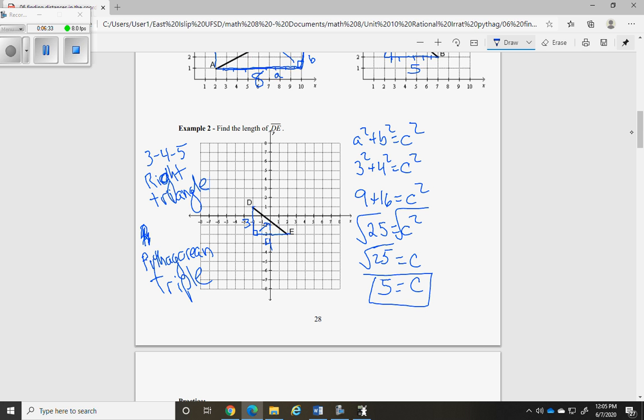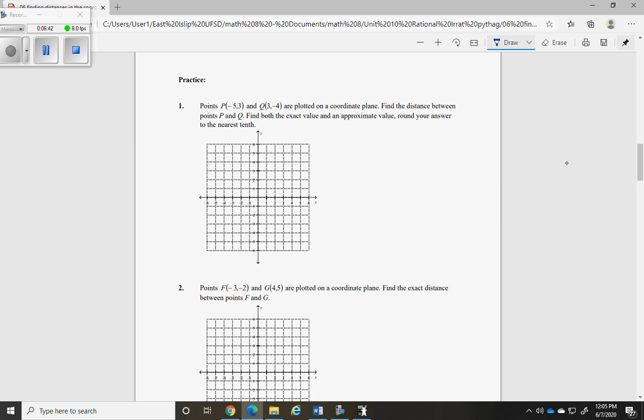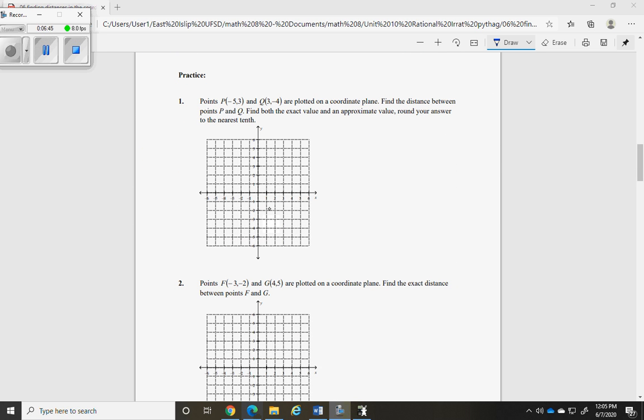Because if you recognize something as a Pythagorean triple, that means you have knowledge of the Pythagorean theorem, and that would count as your work. Let's take a look at the next page. So let's get through these quickly.